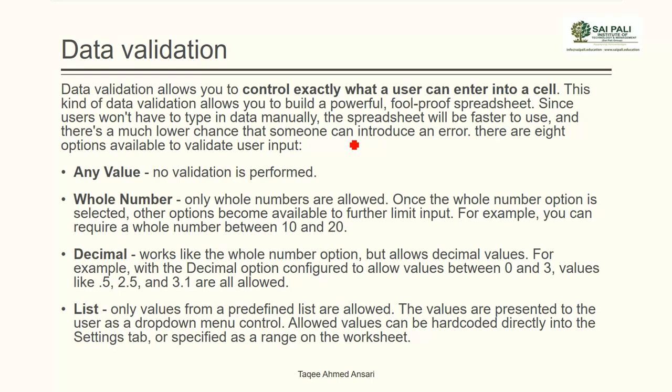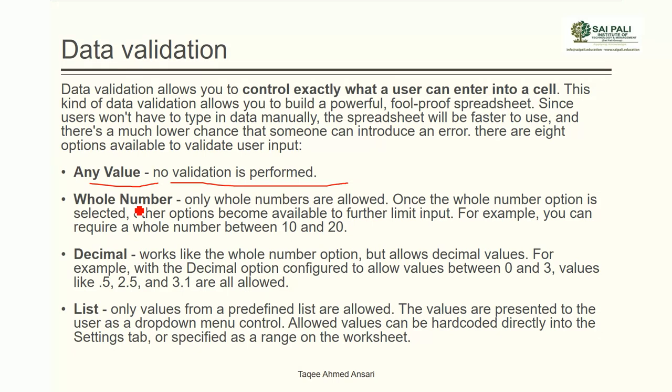So there are 8 options available to validate user input. We can fix the input value. By default, it is set to any value. By default, all the cells are set to any value. That means no validation will be performed. You can add any value. But you have different options.